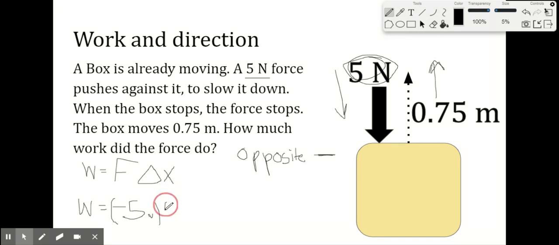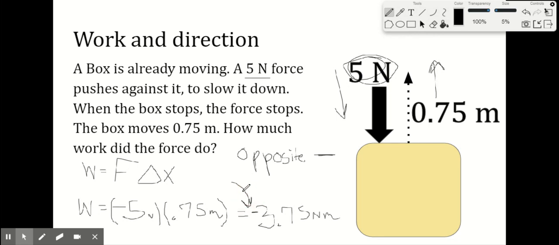and our position change was 0.75 meters. Well, that's a pretty easy question, so we plug that into our calculator and we get negative 3.75 Newton meters.